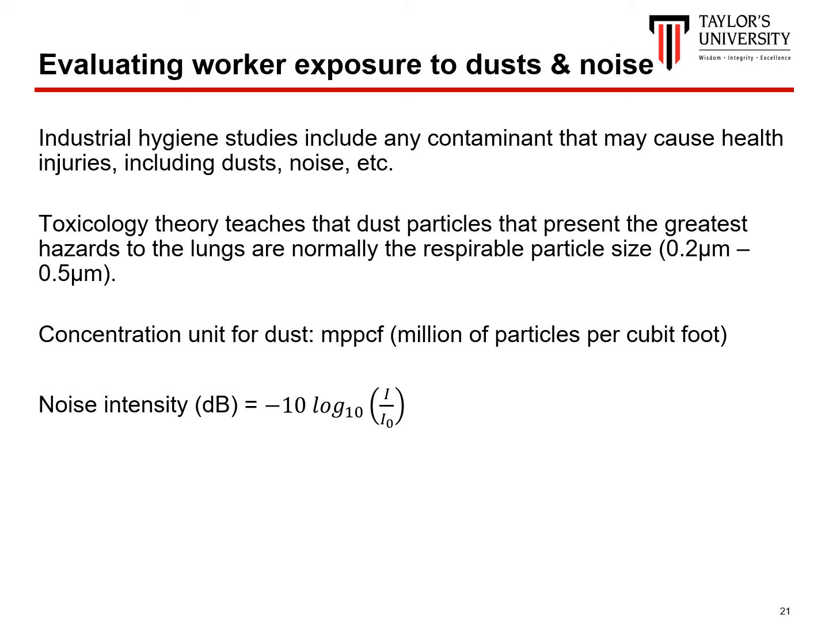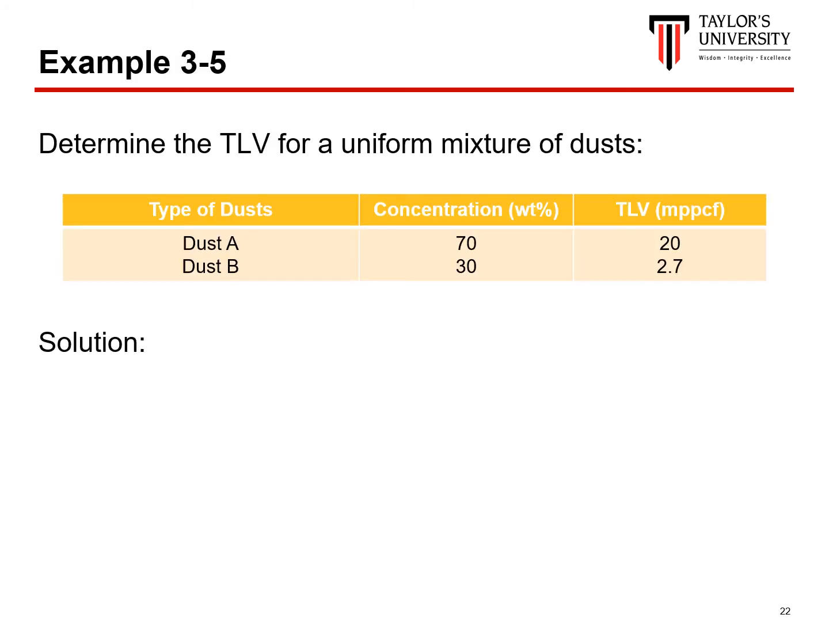Noise problems are also common in chemical plants. These types of problems are also evaluated by industrial hygienists. If a noise problem is suspected, industrial hygienists should immediately take the appropriate noise measurements and develop recommendations. Thus, calculations are performed in a manner identical to that used for volatile vapors. Instead of using ppm as the concentration unit, we can use either milligrams per cubic meter or millions of particles per cubic foot in this case.